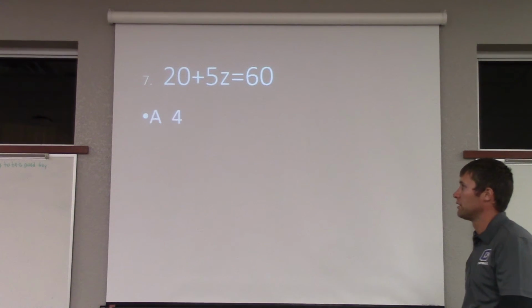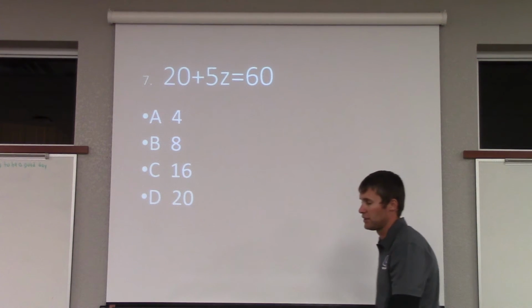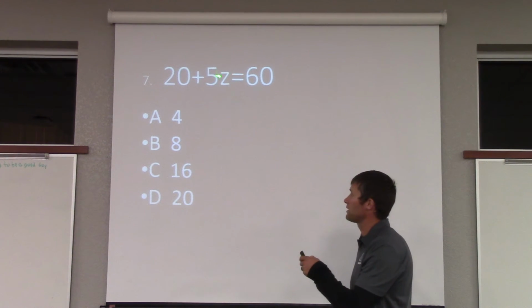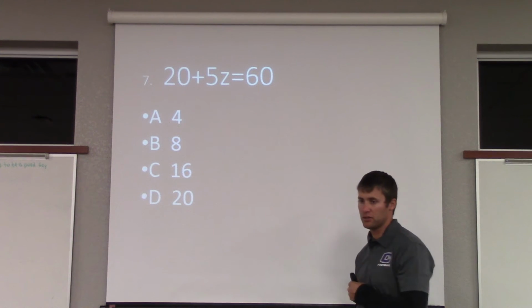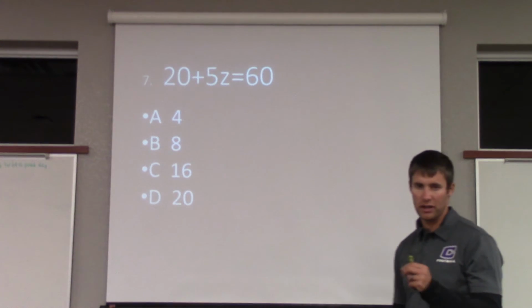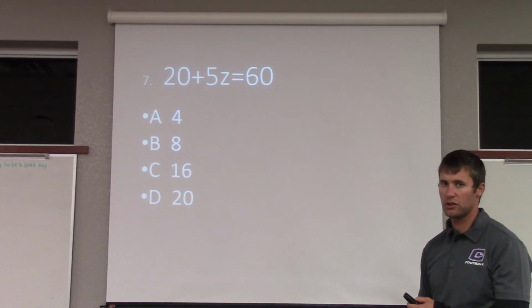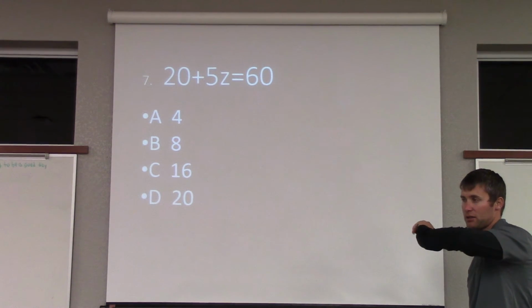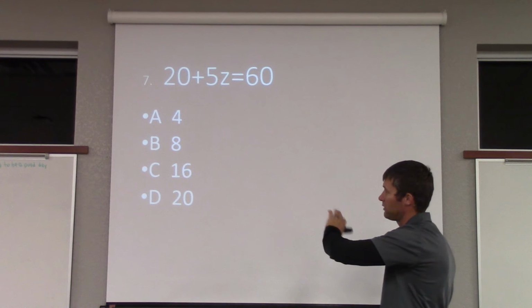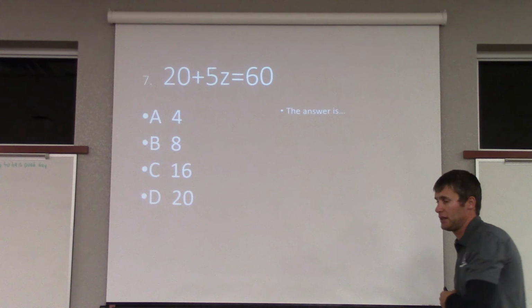First one. There we go. 20 plus 5z equals 60. So think about, how can I get z by itself? How would you get rid of the 20? How would you get rid of the 5? So start with addition, subtraction. Do the opposite. So you have to get rid of the 20 first, and then the 5. So go ahead and do it. Stop the YouTube video now. Go ahead and solve it, and then see which one you get. You should have gotten B, 8 as your answer.